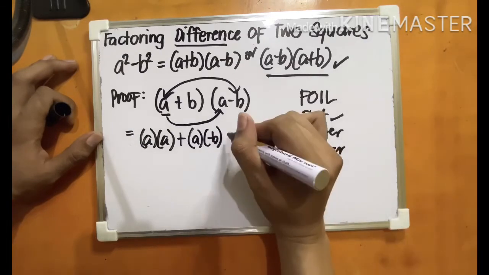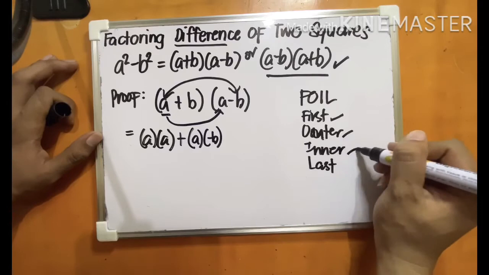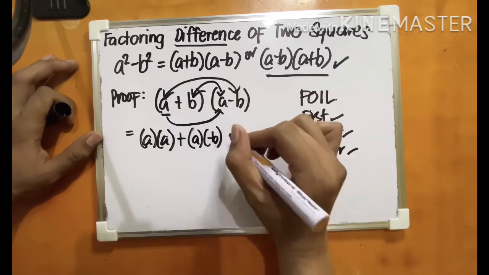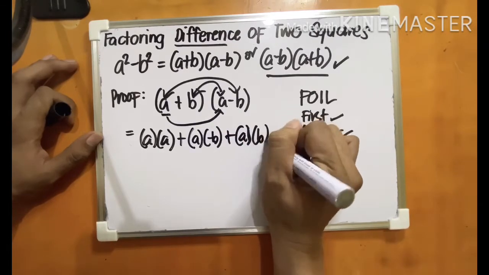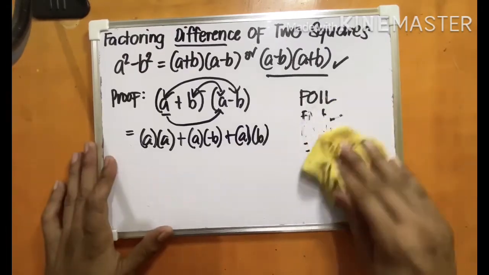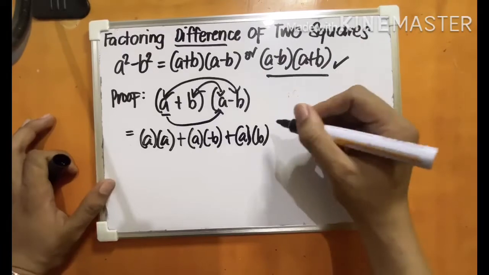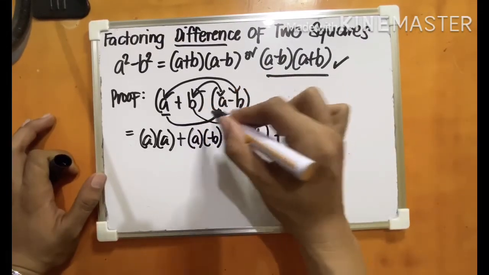Next, the inner. Inner means this one, b and a. So b times a is ab, or ab. And L means last. So plus this one, b times minus b.